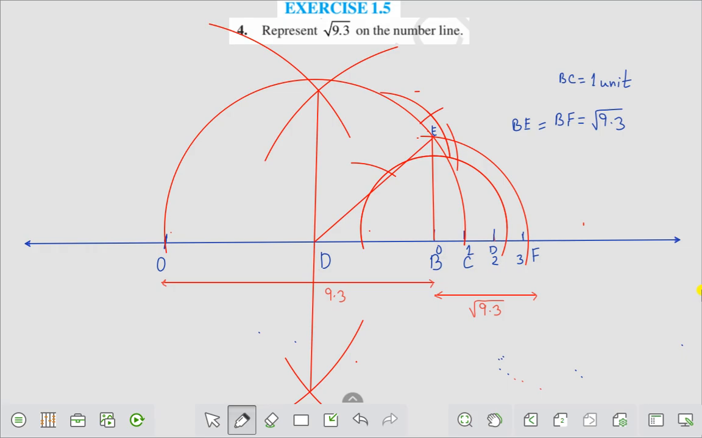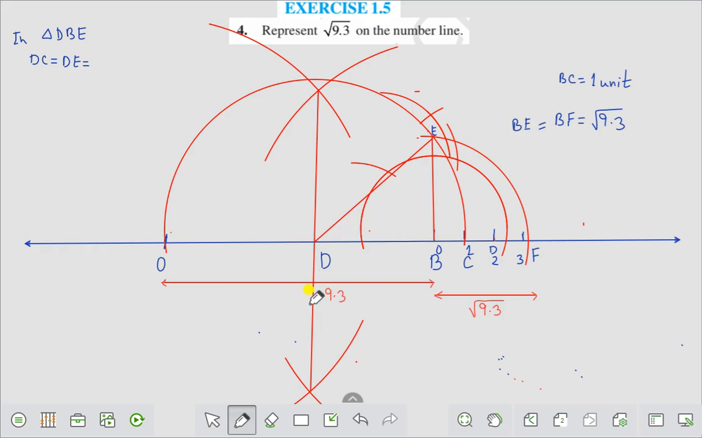Now in triangle DBE, we are getting that DC is equal to DE, right? DC is equal to DE because both are radius. Now the value of DB.